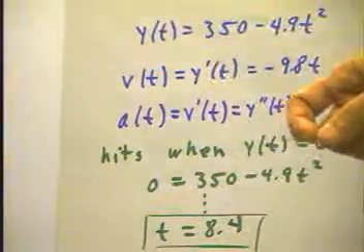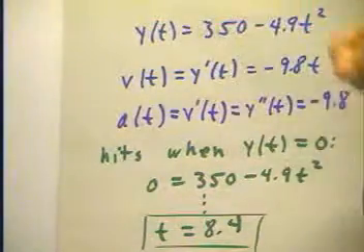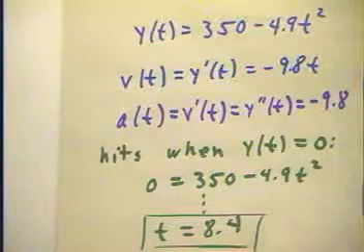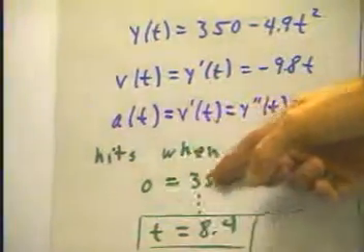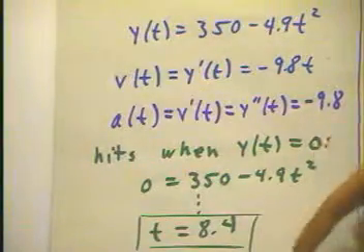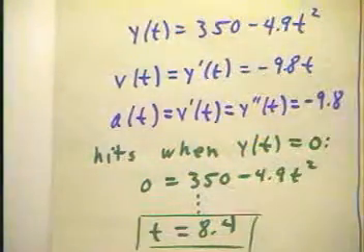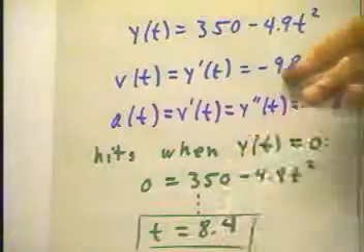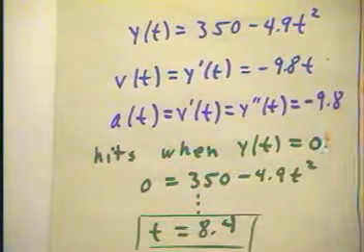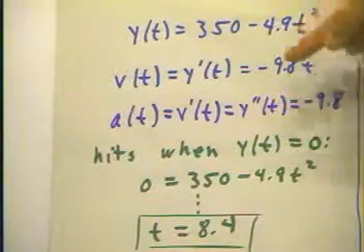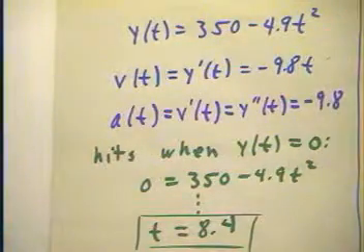So if we let y of t equal 0, it's not when y prime is 0, it's when y is 0. We get this equation, 0 equals 350 minus 4.9 t squared, and it's very straightforward to solve this for t. We get t equals 8.4, presumably 8.4 seconds. The velocity at that instant can be obtained just by putting 8.4 back into the formula for the velocity, and we get negative 82 meters per second roughly.